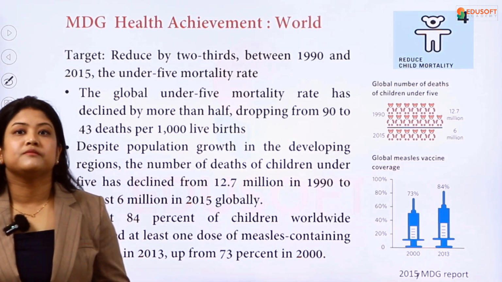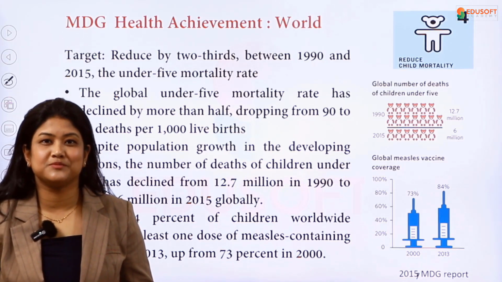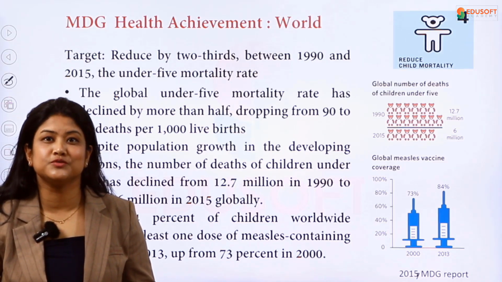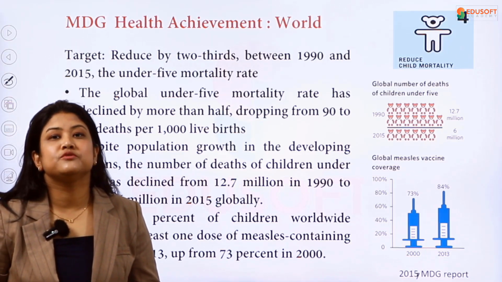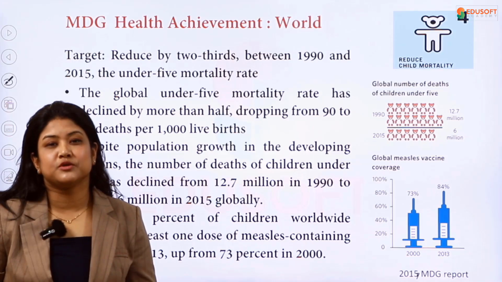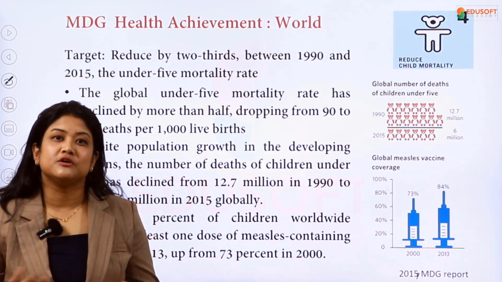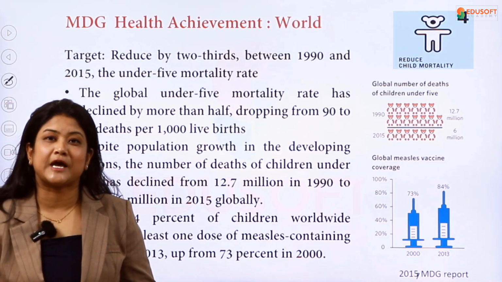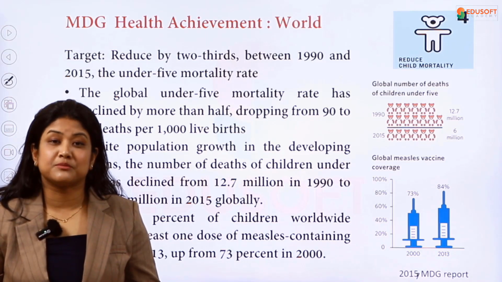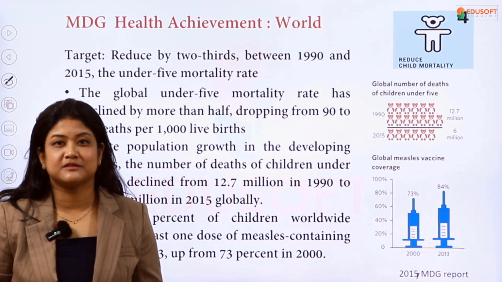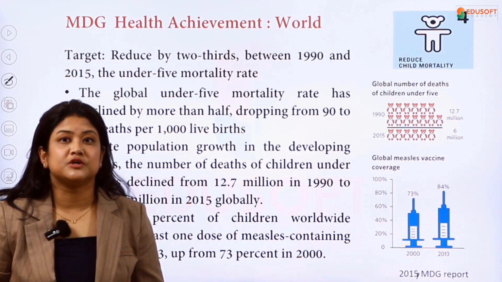Then here I have tried to show what the MDGs, or Millennium Development Goals, could achieve as a whole in the world. Since we know there were 8 Millennium Development Goals, it is not possible to include what each goal could achieve, but I have tried to at least give you a snapshot of what some important goals could achieve in the world.